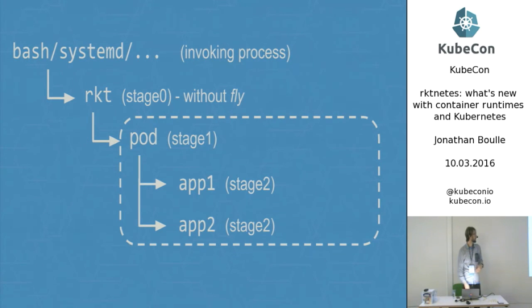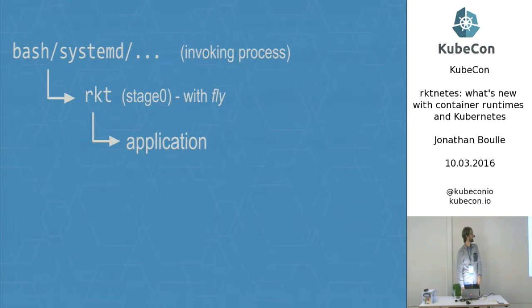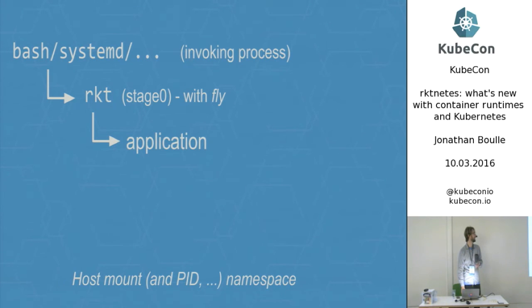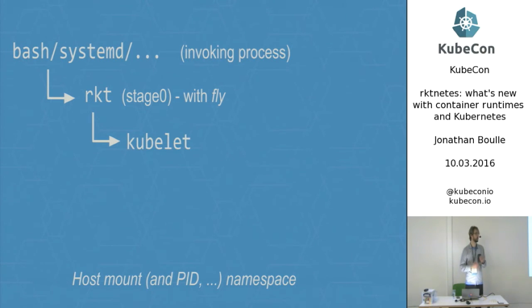Before, when we execute a pod with Rocket, it creates this separate stage 1 thing where the pod encapsulates all the isolated mount namespace, PID namespace, network namespace, and stuff like that. In contrast, with Fly, we just execute the application directly on the host. And in this case, for the kubelet, that means it has access to the host mount namespace and stuff like that. So the kubelet can do all of the operations that it needs to do. So that's how we run the kubelet on CoreOS itself.